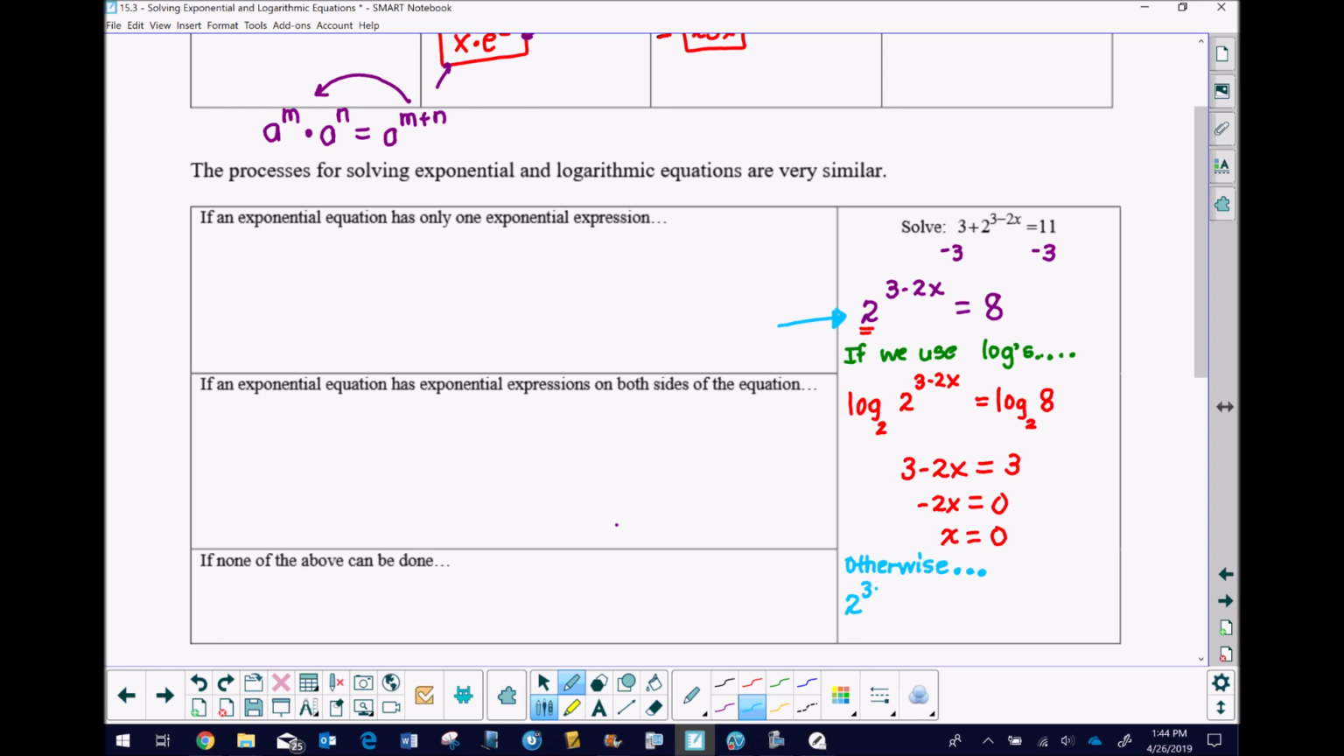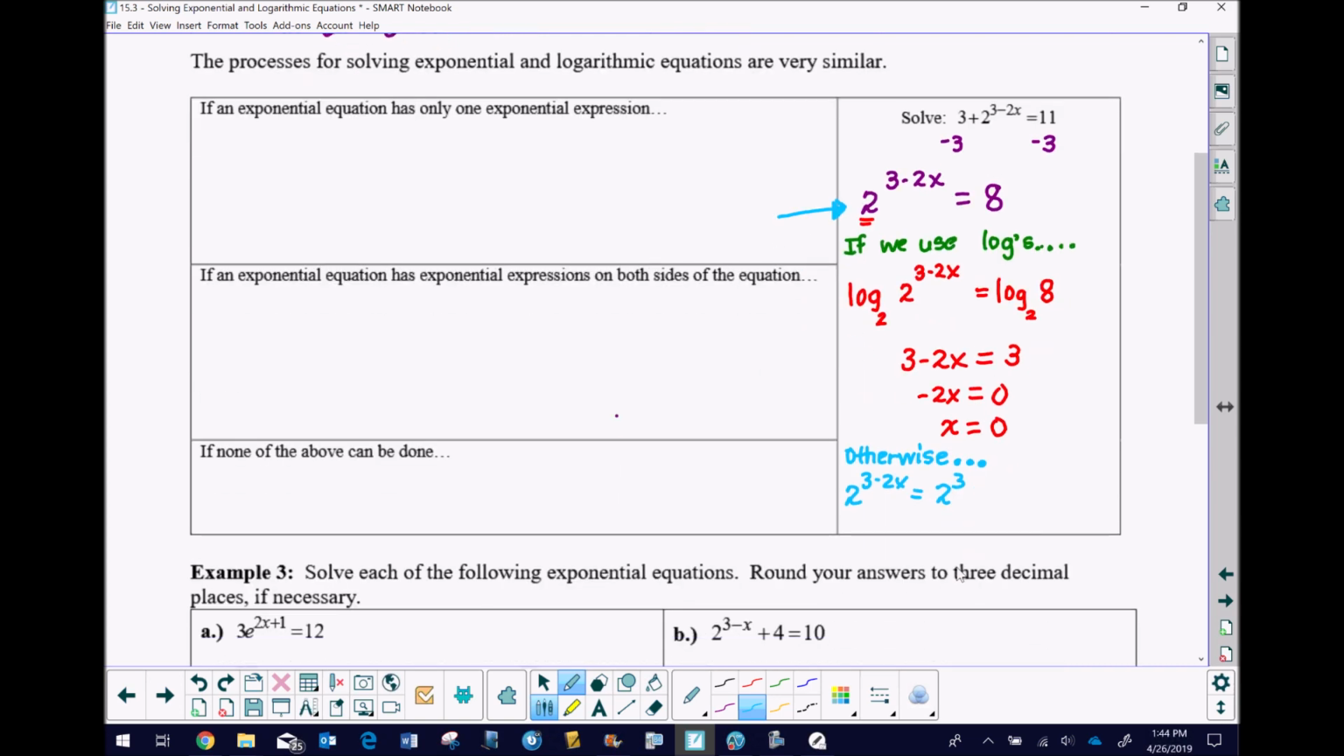Change the base. Exactly. You could look at that right side, 8, and change it to 2 cubed. And if you do that, then you can just set the exponents equal to each other. And that step looks awfully familiar because that's exactly what we had right here, isn't it? And then you're going to get x equals 0 in a couple of steps.